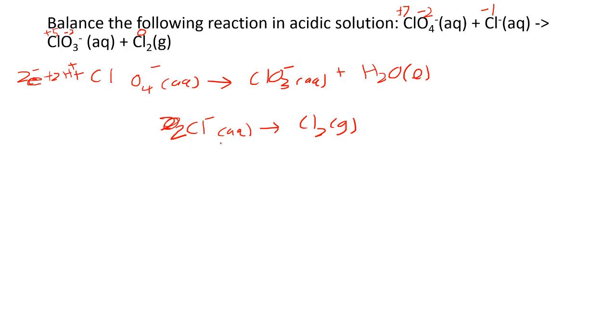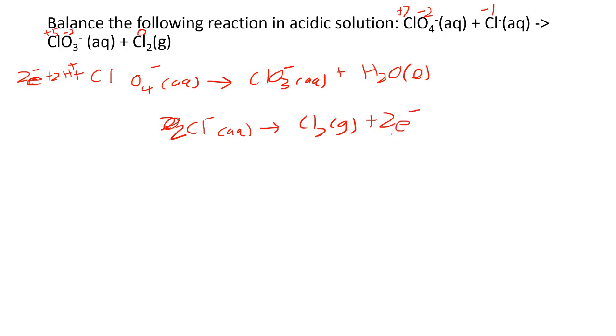And now we need to finish with the electrons. Each chlorine is going from -1 to 0, so it's losing 1 electron, and there are 2 chlorines doing that. So we lose a total of 2 electrons here, and when we lose them, that means they're going to act as a product. So we're going to have +2 electrons on this side.